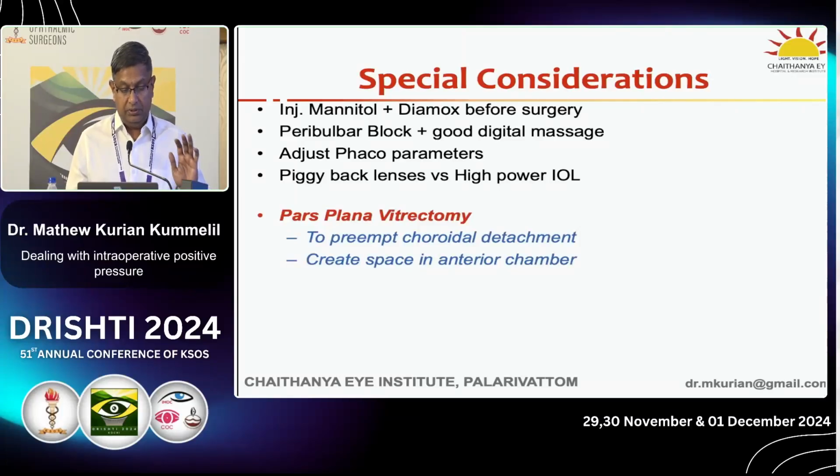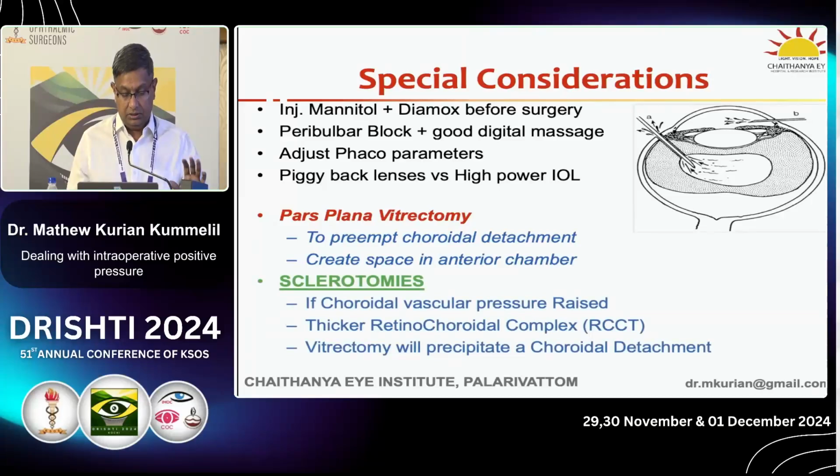Pars plana vitrectomy is supposed to preempt the choroidal detachment and create space in the anterior chamber. I am not convinced by that. Sclerostomies is what I prefer, especially if the retinochoroidal complex is thicker, more than 1.9 or something like that millimeters, it is better to have it pre-prepared and ready.